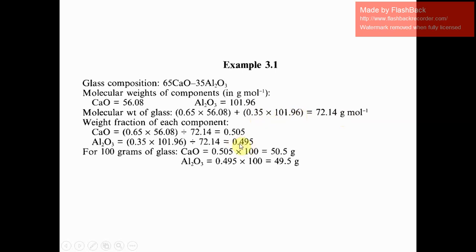You will get this. So this is for 100 gram of glass. For 100 gram you have to multiply by 100, so you will get 50.5 gram and 49.5 gram. So for 100 gram of batch, for making this 65 CaO 35 Al2O3 glass, you have to take 50.5 gram CaO and 49.5 gram Al2O3. This is the very simple example for a particular type of glass.